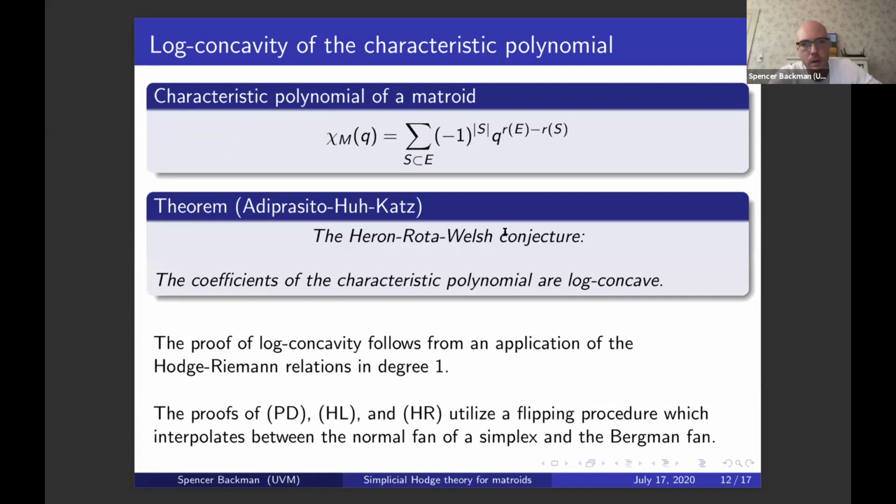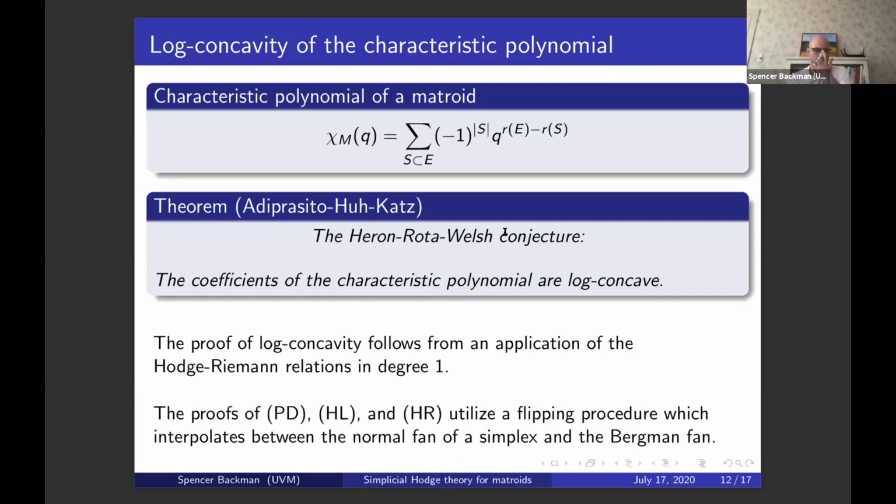Yeah, so it's not so important for the rest of the talk, but I wanted to just write down what the characteristic polynomial is. It is going to be this alternating sum over the subsets of the ground set, where one keeps track essentially of the rank of that ground set. And so this Heron-Rota-Welsh conjecture was that the coefficients of the characteristic polynomial are log-concave. If you don't know what that means, it's just that if you take the logarithm of the coefficients, you get a concave sequence.